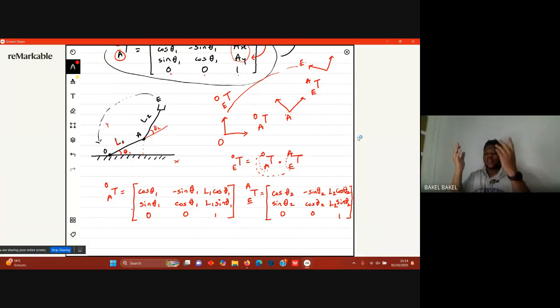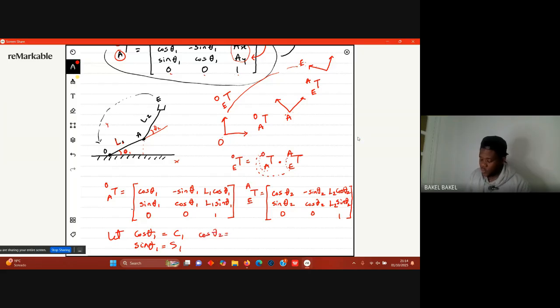And then the rest is easy. The rest is just matrix multiplication. For the sake of multiplying plenty of sine and cos, let cos theta 1 equal C1, because by the time you start writing plenty of cos and sine, sine theta 1 is S1, cos theta 2 is C2, sine theta 2 is S2.